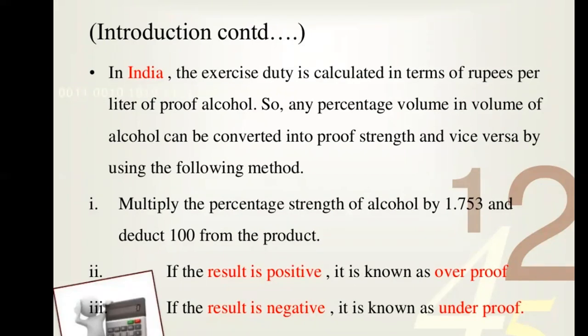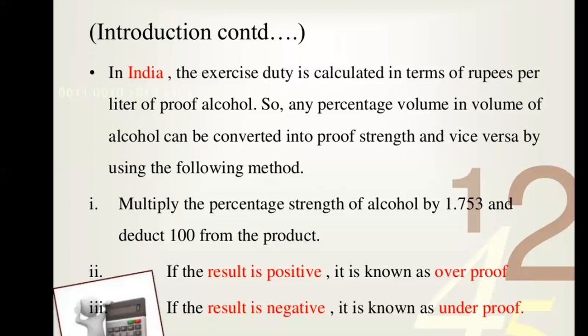For example, 50% alcohol is there. What do you have to do? 50 is multiplied with 1.753, that is 50 into 1.753, and you have to deduct 100: 50 into 1.753 minus 100. If only 40% alcohol is given, then 40 into 1.753 minus 100. If only 30% alcohol is given, then 30 into 1.753 minus 100. Like this, you have to calculate the percentage proof spirit.